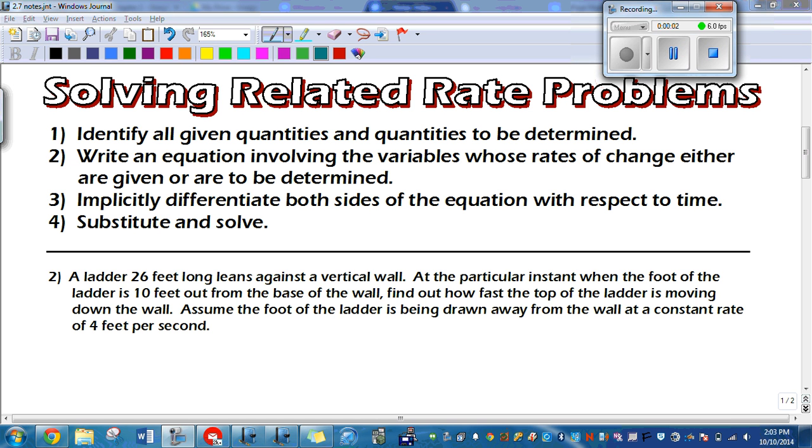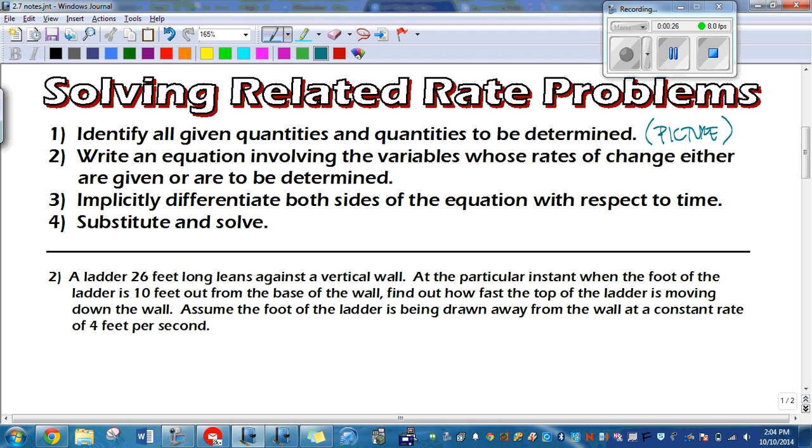And so now we're going to look at some related rate problems that deal with word problems. I've put together a few steps to take into account when you're doing these. First, identify all the given quantities and the quantities to be determined. Within this step, a lot of times another thing you may do is draw a picture and label that picture with those things that we know.